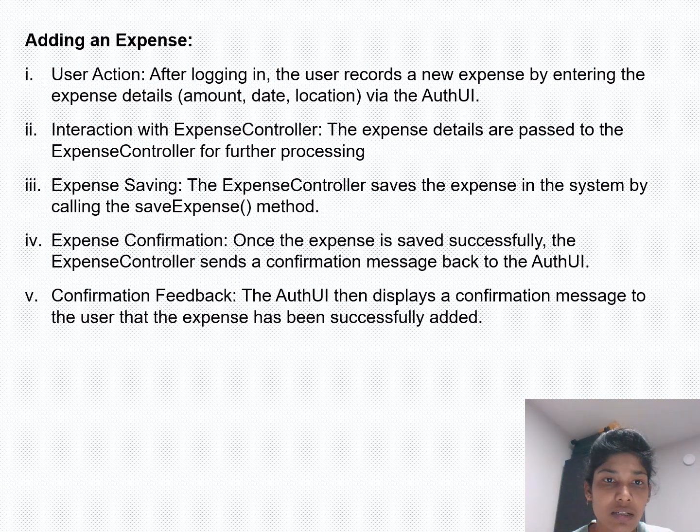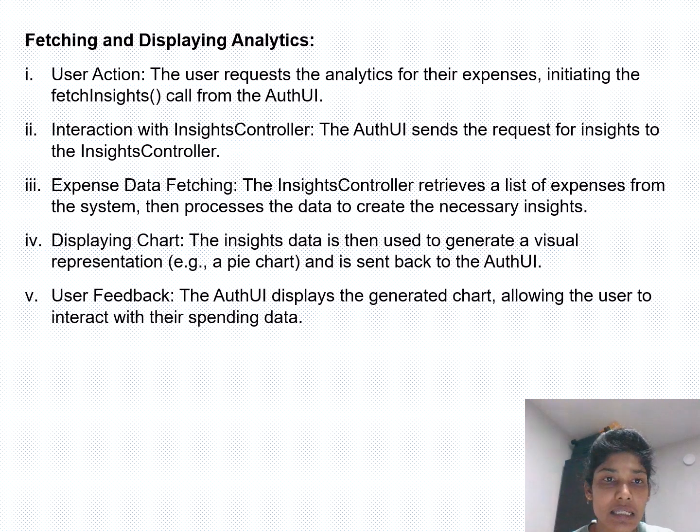And next, adding an expense. User inputs expense details, processed by the expense controller and saved to the Room database. A confirmation is displayed with optional geolocation tagging. And next, fetching and displaying analytics. An analytics request triggers the insights controller to fetch and process expense data, generating interactive charts displayed via the UI for user analysis.